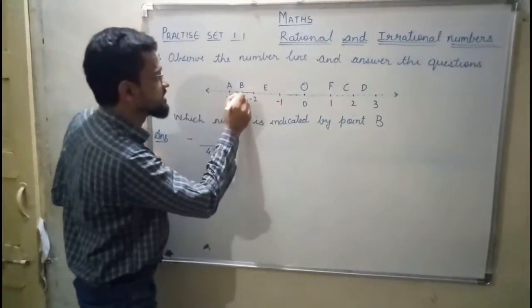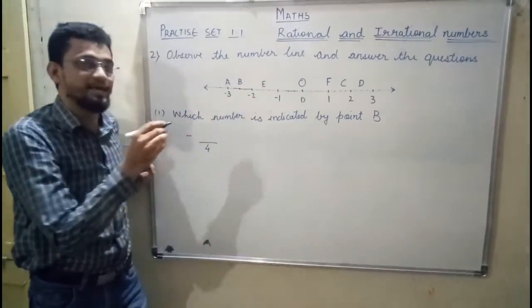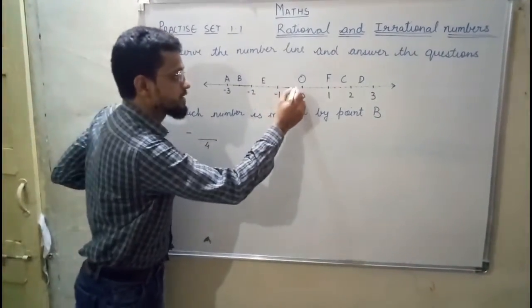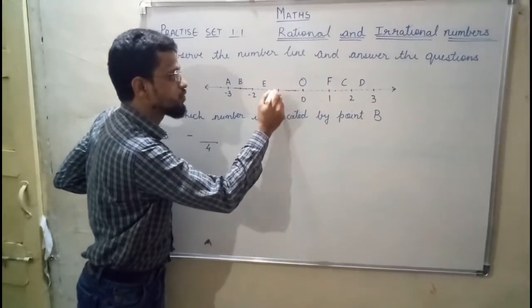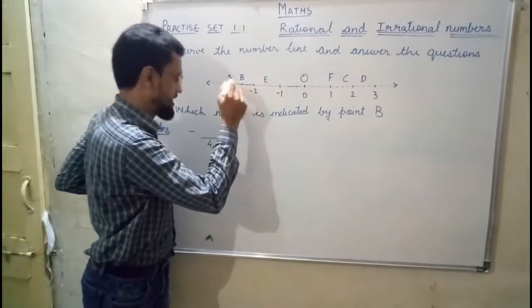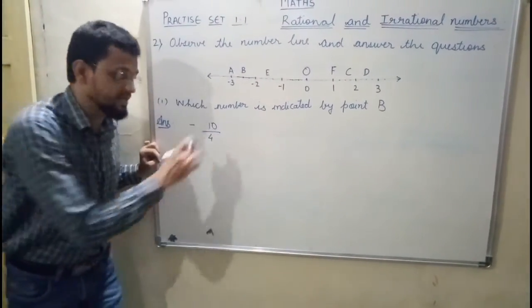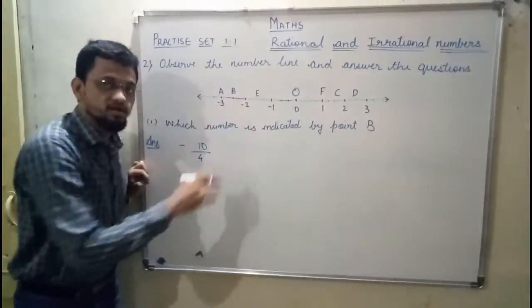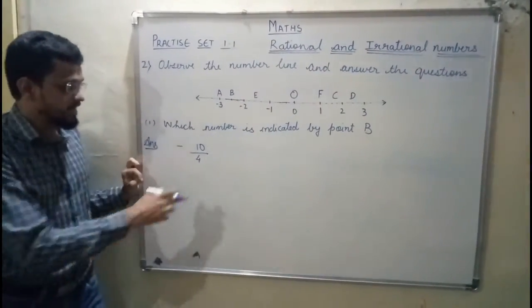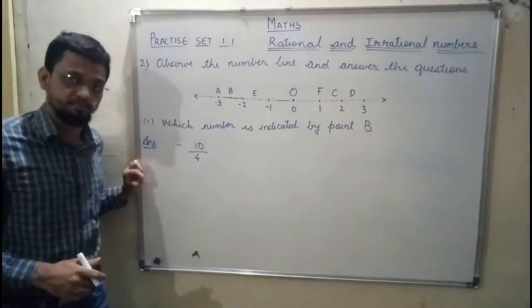Now point B is here. We will count from 0 till point B. How many parts are there? 1, 2, 3, 4, 5, 6, 7, 8, 9 and 10. The number will be 10. So the numerator will be 10 because point B comes at the 10th point. And the denominator is 4 because each section is divided into 4 equal parts.